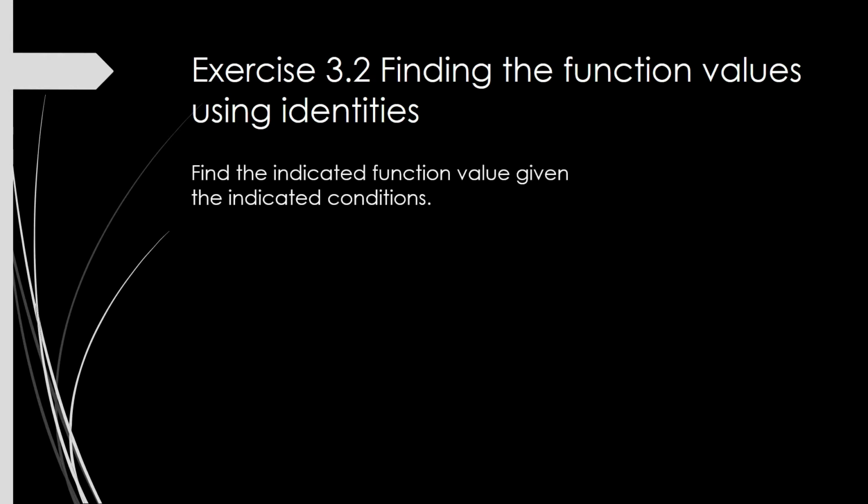Find the indicated function value given the indicated conditions. Secant of x is equal to negative 4 over 3. Sine of x is greater than 0. Find tangent of x. Look at this. Look at this too. Secant of x and tangent of x.